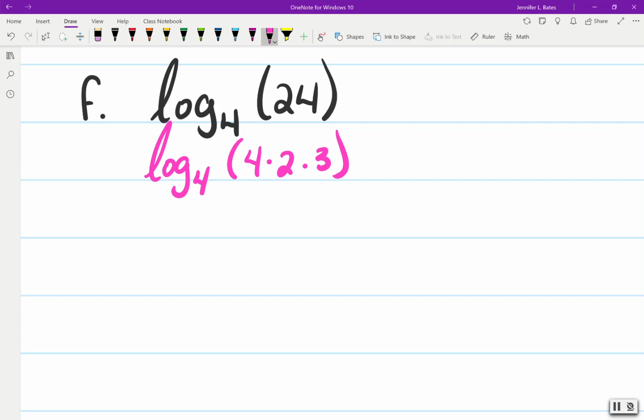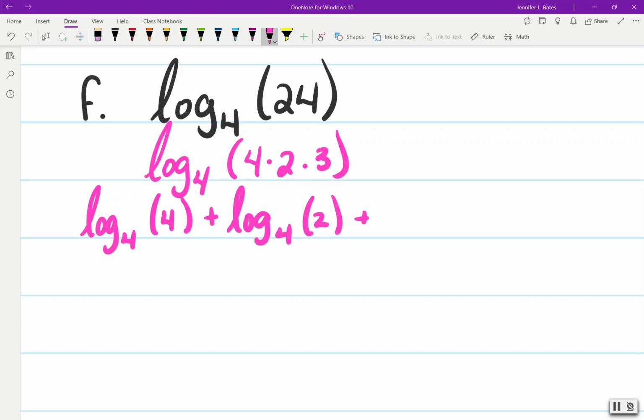So all I did was I broke this down, and I used the base as one of my pieces. So 4 times 2 times 3 is still 24. Is this expanded? No. So let's go expand it. Log base 4 of 4 plus log base 4 of 2 plus log base 4 of 3.